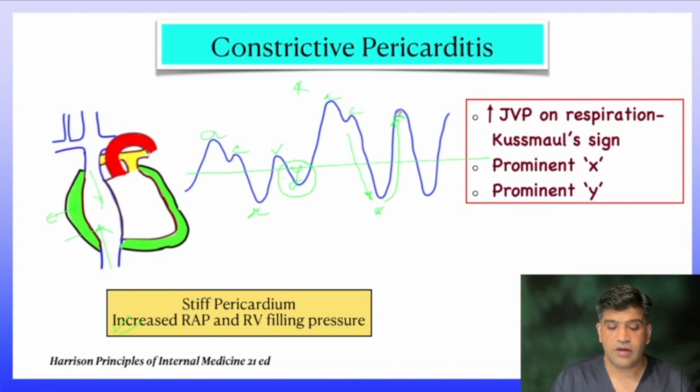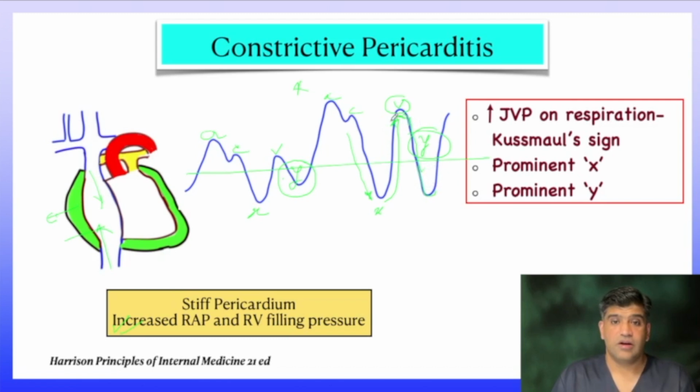RA will fill and the pressure will rise up to the V. At V, the tricuspid valve will open and the right ventricle will be able to fill passively. In cardiac tamponade, there was a problem in the passive filling of the right ventricle. Therefore, there was no Y. But this is not the case in chronic constrictive pericarditis, in which the RV can normally fill passively. So the RV will fill passively and the RA pressure will go down and we will have a Y descent, and it will go right up to the baseline.